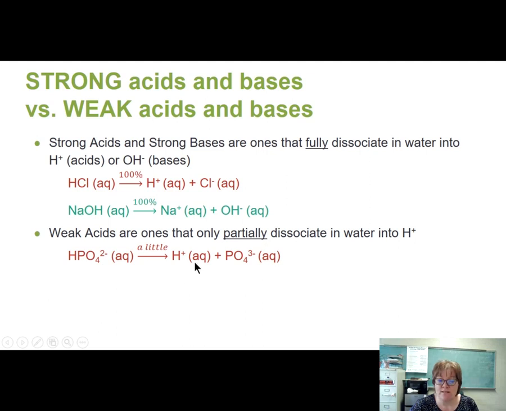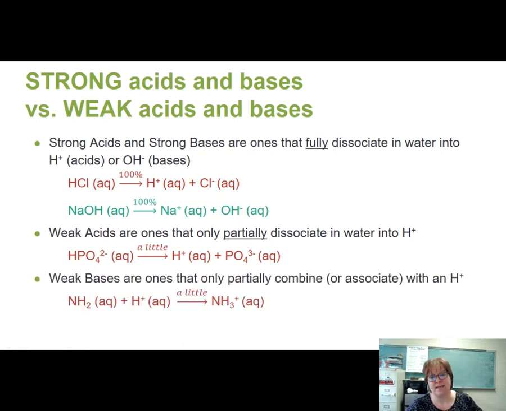So because only some of them dissociate, I only end up with some protons, some hydrogen plus ions, and that means it's only a weak acid. It doesn't all produce acid. So the fact that only some of them end up dissolving and dissociating means that we call it a weak acid. You could also have weak bases. Again, they only partially combine or associate with H plus.